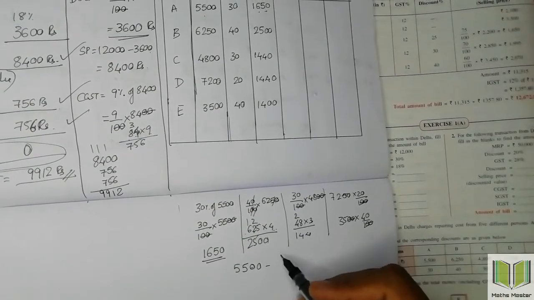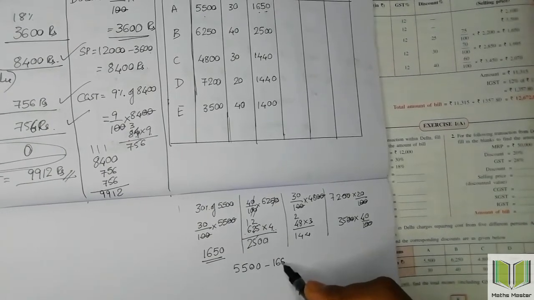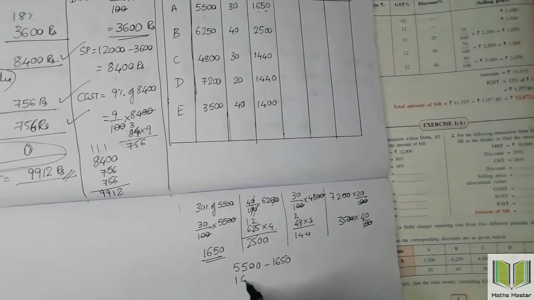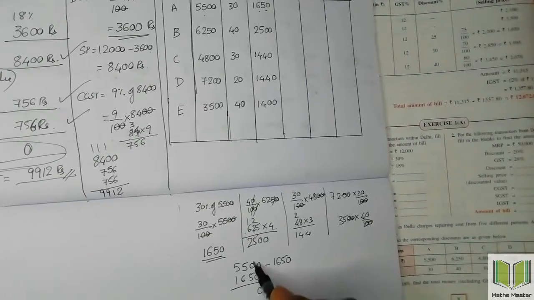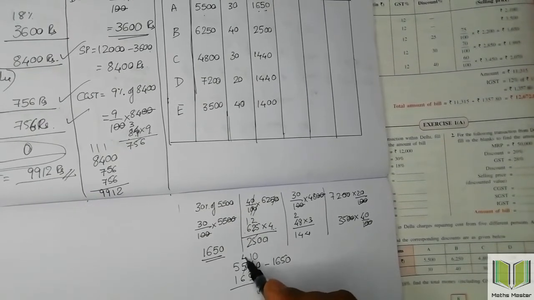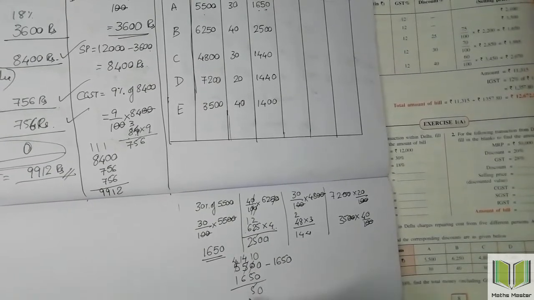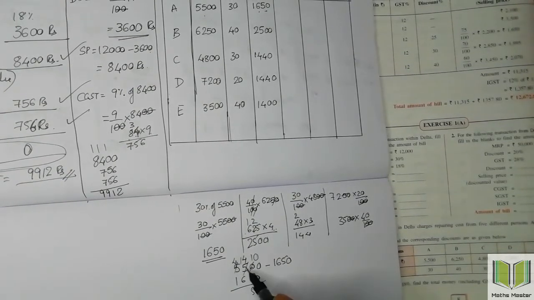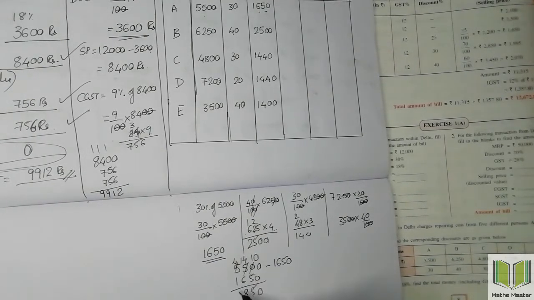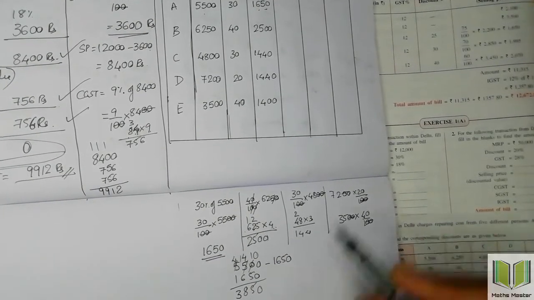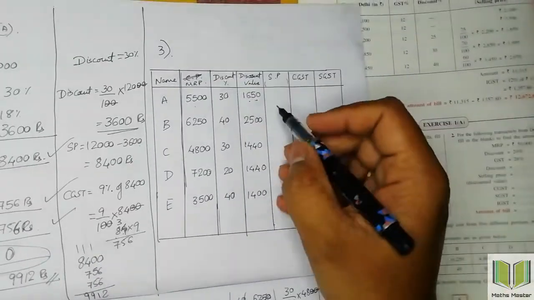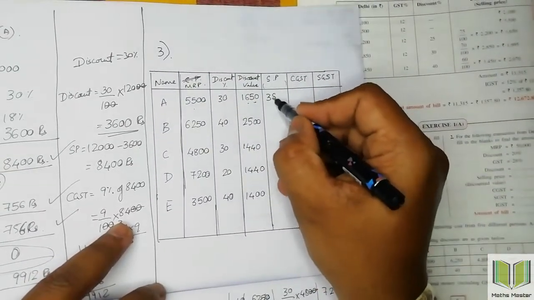5500 minus 1650 is what they have asked. 0 becomes 10, 4 becomes 14, 4. 10 minus 5 is 5. 14 minus 6 will be equal to 8. 4 minus 1 will be equal to 3. 3850 will be my selling price in the first case.